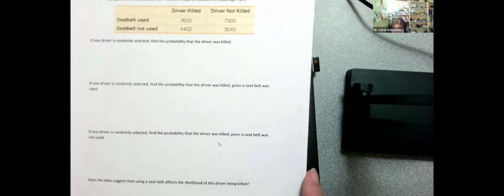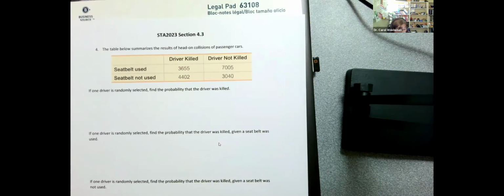Let's see, how much time do we have left? Okay, I guess we have time. I have two more examples. The last one I really want to do, this one's a quickie. We'll do this one real quick.